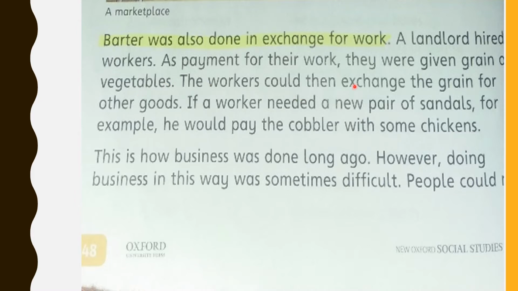The workers could then exchange the grain for other goods. If a worker needed a new pair of sandals, for example, he would pay the cobbler with some chickens, right? So he is exchanging some of his goods with the cobbler, and in return he is getting a new pair of sandals. This system is known as barter system, right? This is how business was done long ago. However, doing business in this way was sometimes difficult.